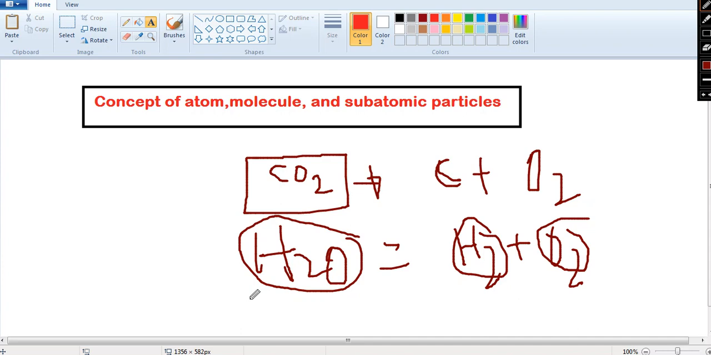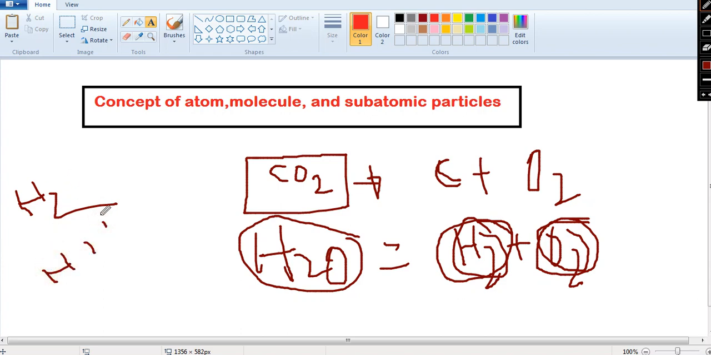it is called atom. That means H2O is a molecule, and the consisting smallest particles, that is H2 and O2, are again molecules here. Why? Because there are two atoms in H2. There are two atoms of H. A single one is called atom, and jointly it is molecule.